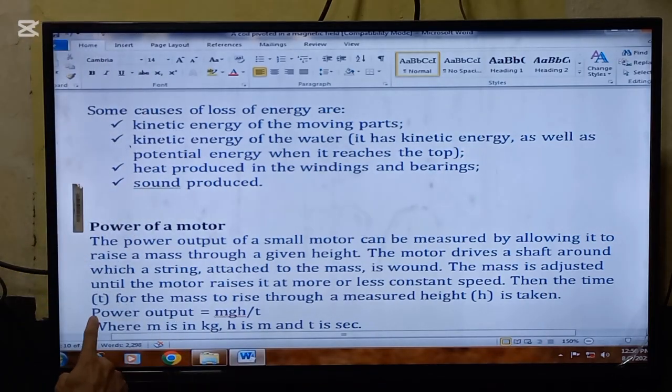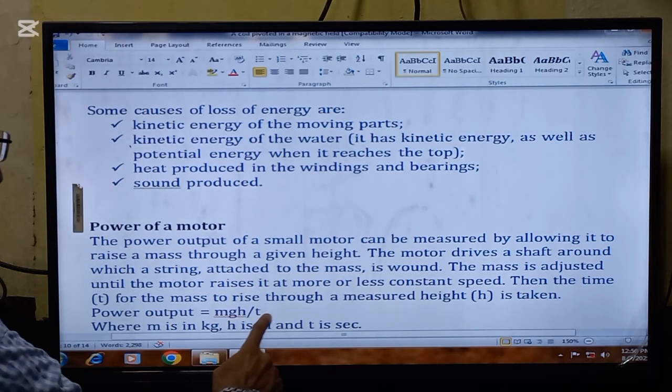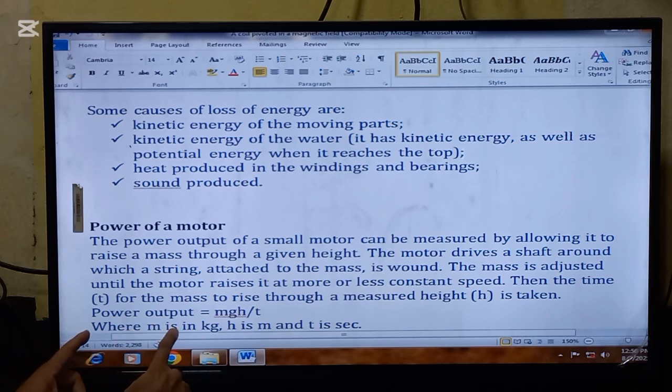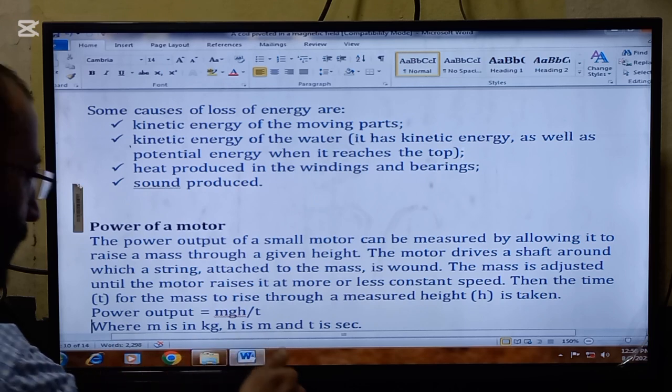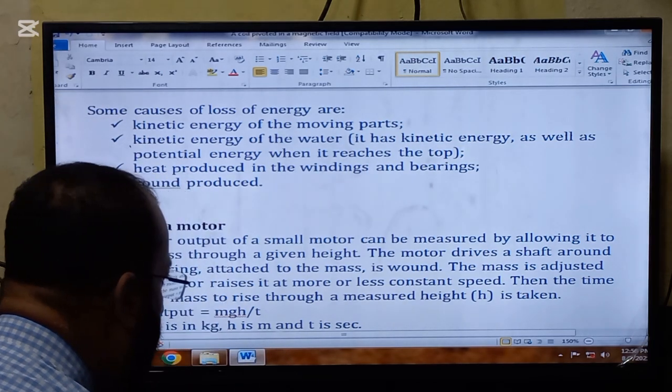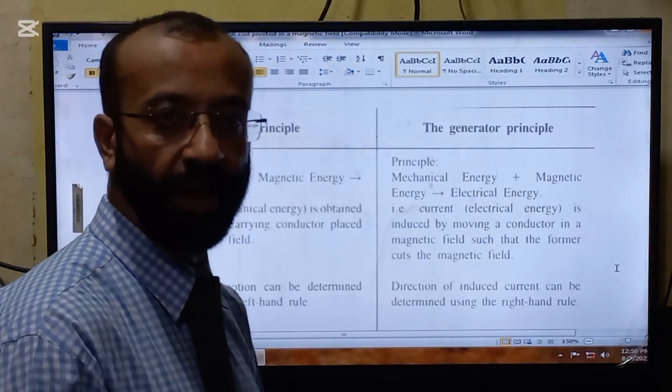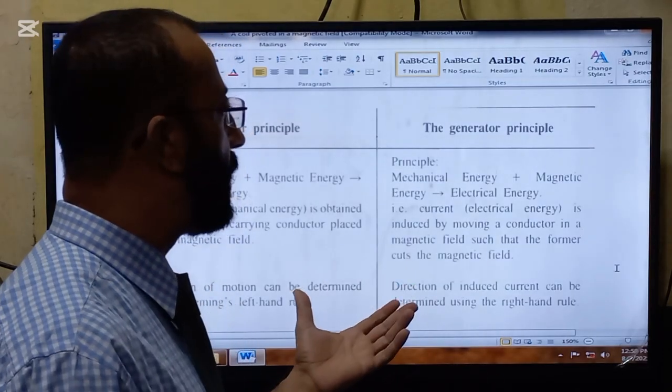Then the time t for the mass to rise through a measured height is taken, and the power output will be equal to mgh over t, where m is in kg, h is in meters and t is in seconds. What we are going to read in the lecture is very important and frequently comes in the paper.